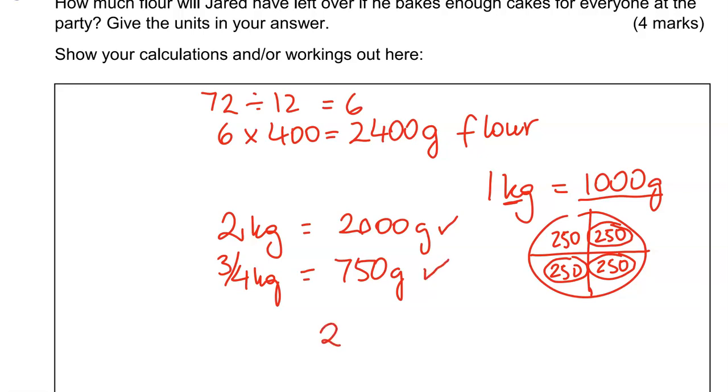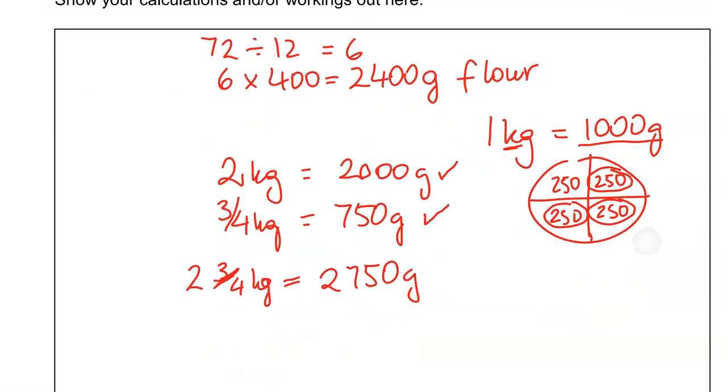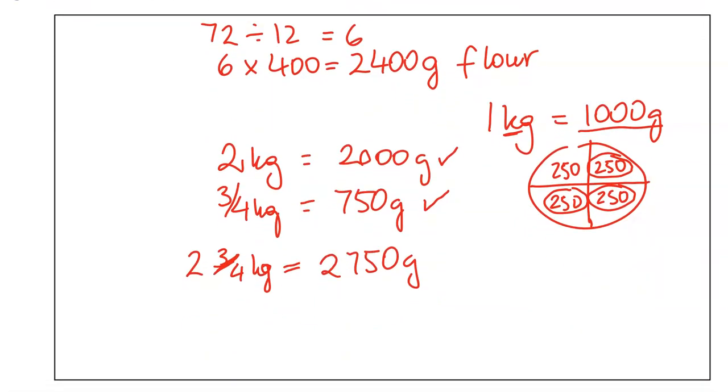So 2 3/4 will be 2,000 and the 750. So 2,750 grams. How much is needed? 2,400. So 2,750, take away the 2,400.